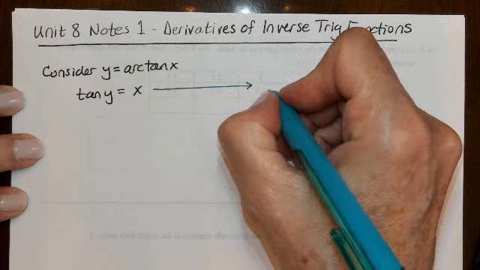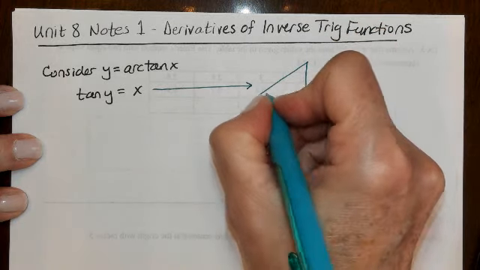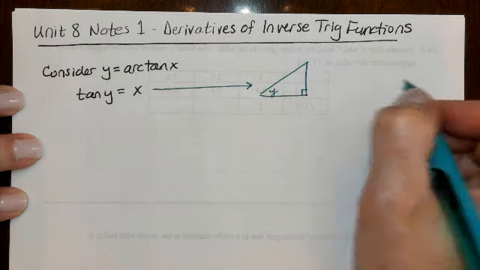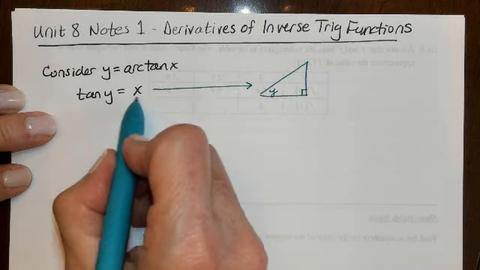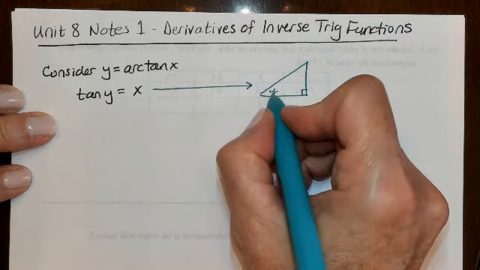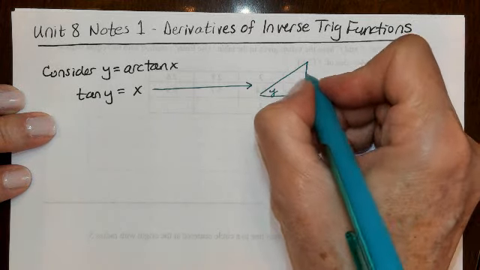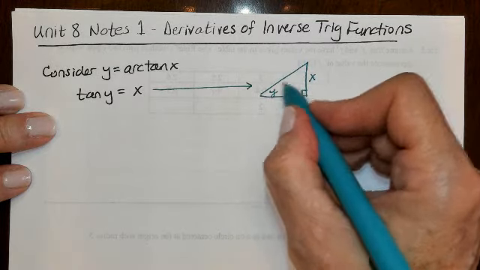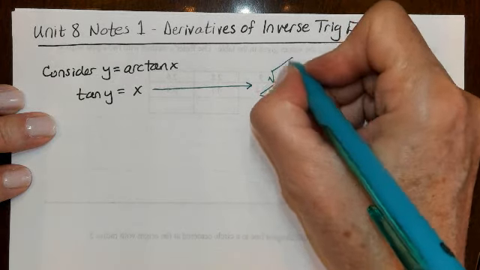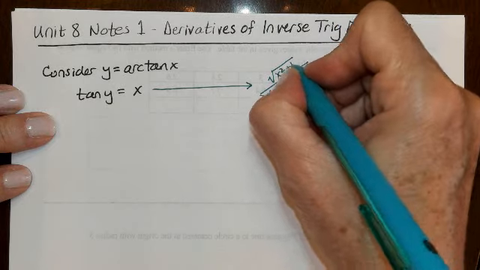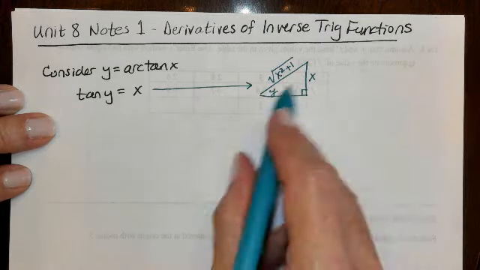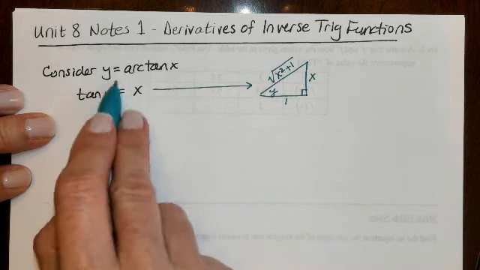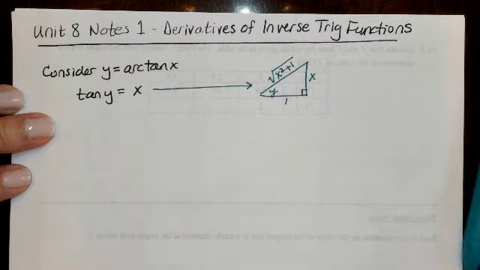Okay, in a right triangle, y would be the angle, right? So I'm going to call this little angle y. Tangent of y would be x over 1. So tangent is opposite over adjacent, so x over 1 would be right there. And then we can use the Pythagorean theorem to get the hypotenuse. The hypotenuse would be the square root of x squared plus 1. So this triangle describes this situation, and it describes this situation, okay? Both of them. All right, let's keep on going.